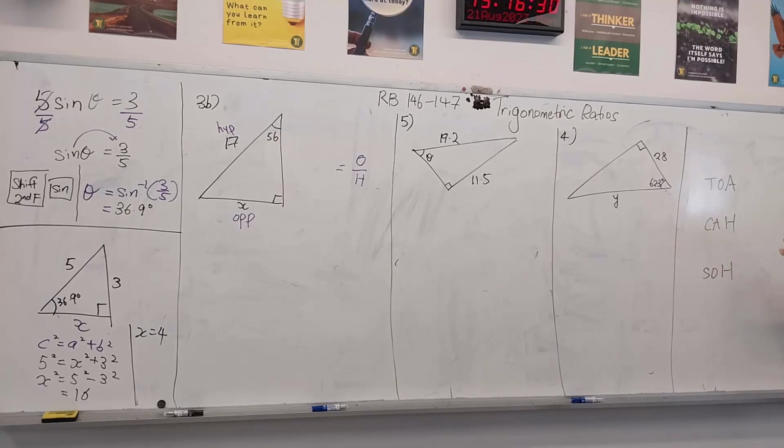So what do we have on the left? Since we have the letters O and H, which one has the letters O and H? Sine. So what does Soh mean? Soh means sine theta is opposite over hypo. Cah means cosine theta equals adjacent over hypo. And Toa means tangent theta equals opposite over adjacent.